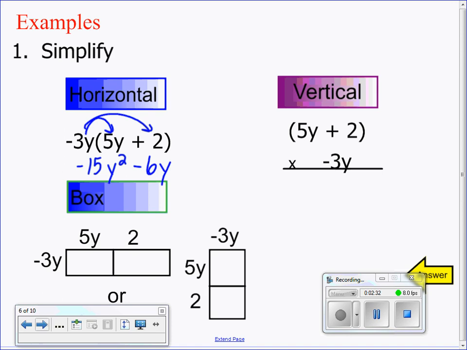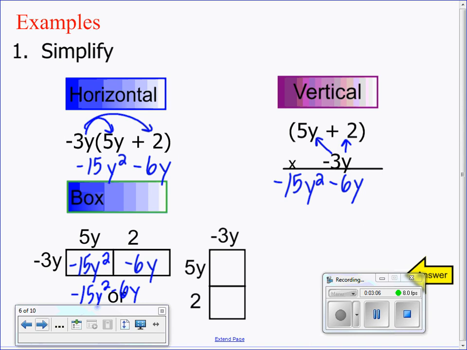If we were going to multiply this vertically, we would first do negative 3y times 2, which would give us negative 6y. And then negative 3y times 5y, which would give us negative 15y squared. Or you could use the box method, where we would still do negative 3y times 5y, which would give negative 15y squared, and negative 3y times 2, which would give you minus 6y. And then you combine your answer at the end.